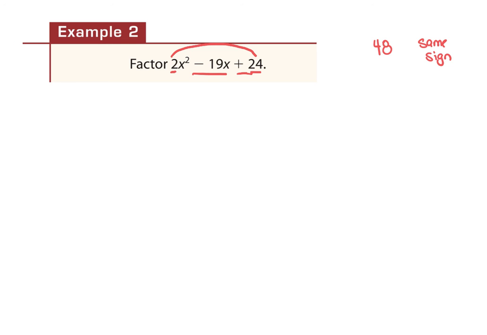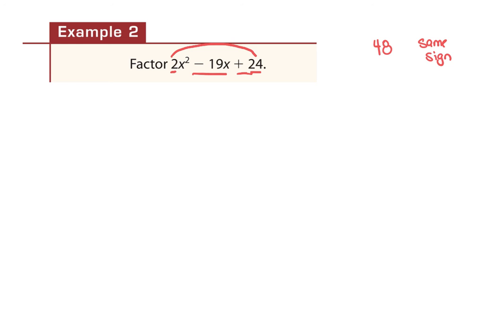My middle guy helps me figure that out, all right? They're both going to be negative in order to give me a positive, all right? And it means I'm going to add them up. So I want factors of 48 that add up to give me 19. What factors of 48 add up to give me 19? There's lots of factors of 48.